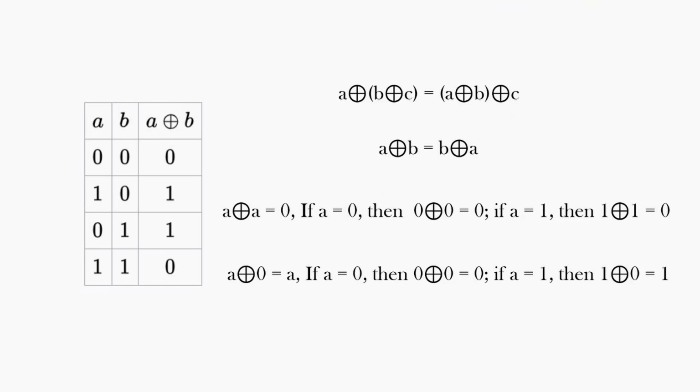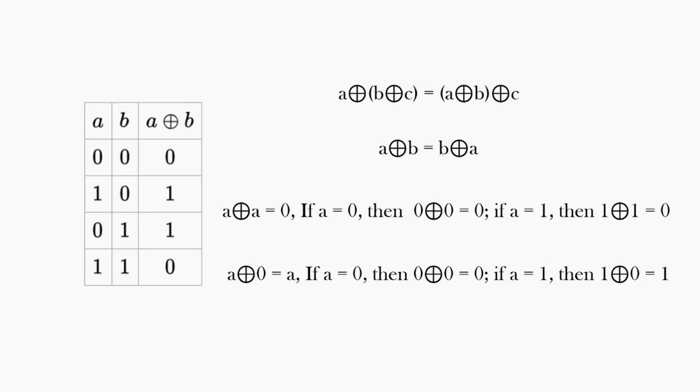First, you can apply XOR in any order. For example, A XOR (B XOR C) is the same as (A XOR B) XOR C. Next, you can flip the operands around: A XOR B is equal to B XOR A. Any bit XOR itself is 0. I'll explain. A XOR A is equal to 0. If A is equal to 0, then 0 XOR 0 is equal to 0. And if A is equal to 1, then 1 XOR 1 is also equal to 0.